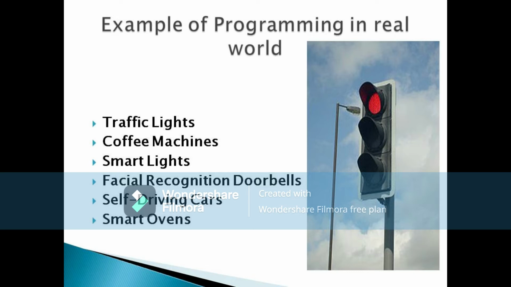Then we have coffee machines, where when you press a certain button, the coffee comes out of the machine, right? Then we have smart lights that sense human presence and work accordingly, or based upon your movements and the commands you give, they will work. Then we have facial recognition doorbells. Then self-driving cars are there, smart ovens are there, right? So these are a few applications we have.